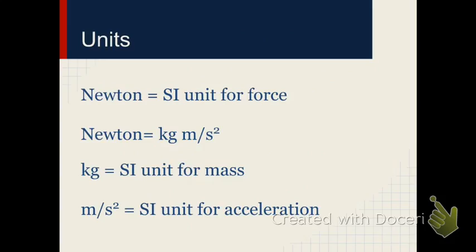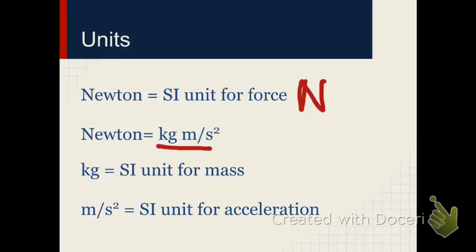Now, before we can jump into an example problem, we need to know the units, because as we know, units are very important in science. A Newton is the SI unit for force, and that's written just with a capital N. A Newton stands for kilograms meters per second squared. It's just a simpler, more efficient way of writing that. Kilogram, as we know, is the SI unit for mass, and meters per second squared is the SI unit for acceleration.